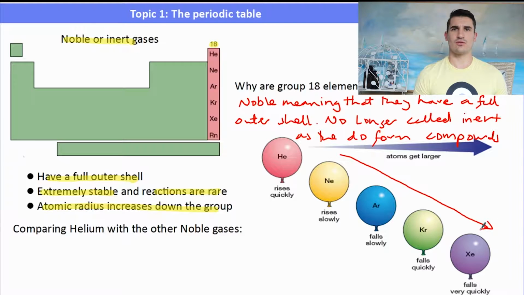As we go down the group, we see some interesting properties. We would see that their size increases, so the radius of the atoms increases.